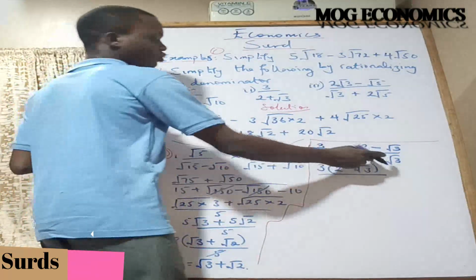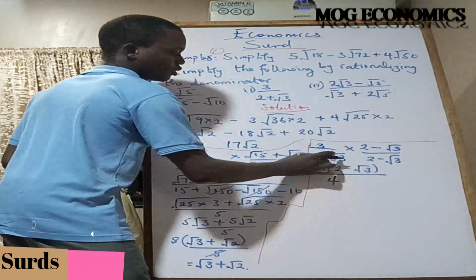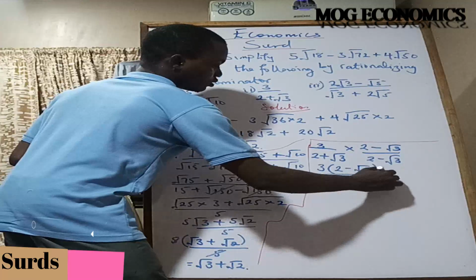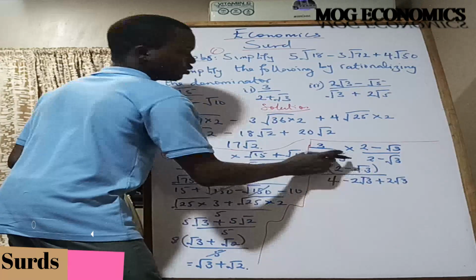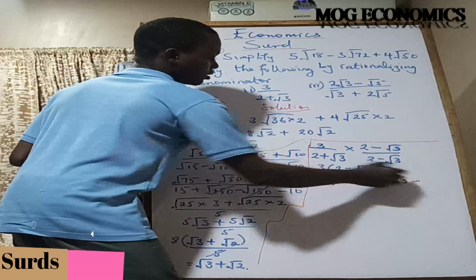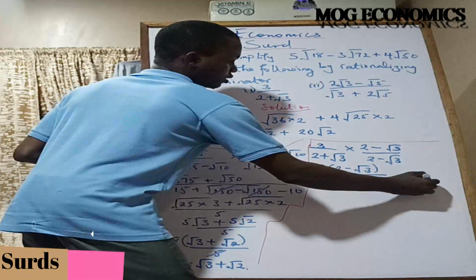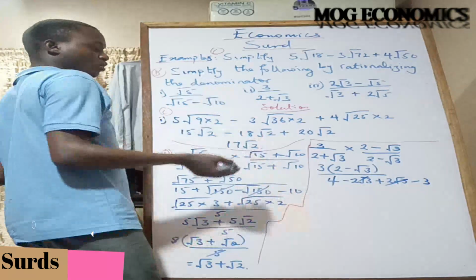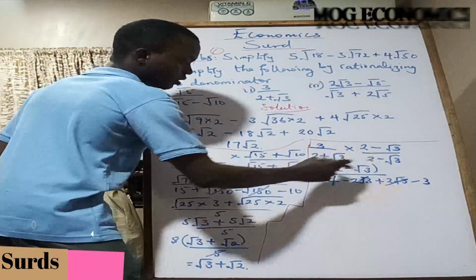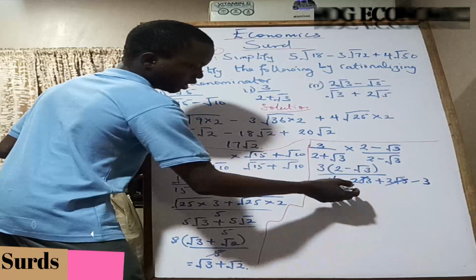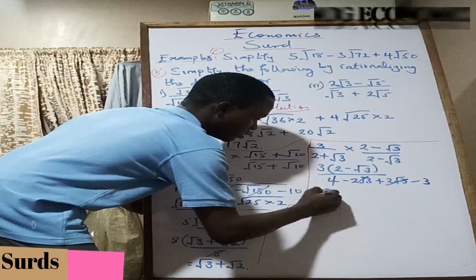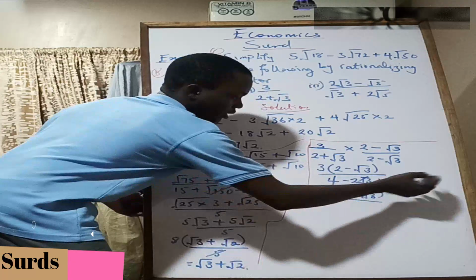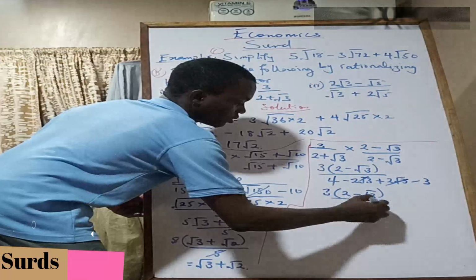And 2 multiplied by 2 is 4, 2 multiplied by this minus is minus 2 root 3, plus 2 root 3. And root 3 plus times minus is minus, root 3 times root 3 is 3. So maybe I'll just be eliminating this middle one. Maybe I'll not even bother writing them out because they were going to eliminate each other anyways. So yeah, this gives us 3 into bracket 2 minus root 3 divided by 4 minus 3. 4 minus 3 is 1.